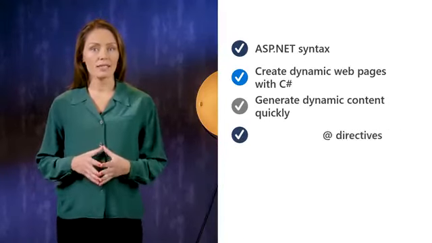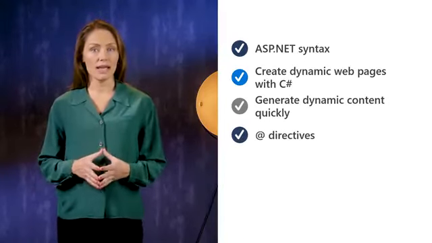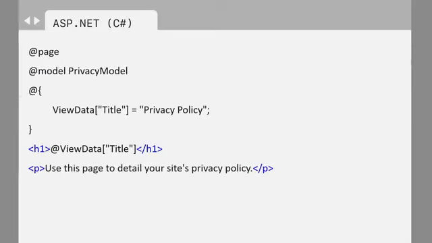Razor uses @directives to tell ASP.NET how to process a page. The @page directive is telling ASP.NET to process this file as a Razor page. The @model directive is telling ASP.NET to tie this Razor page with a C# class called PrivacyModel.